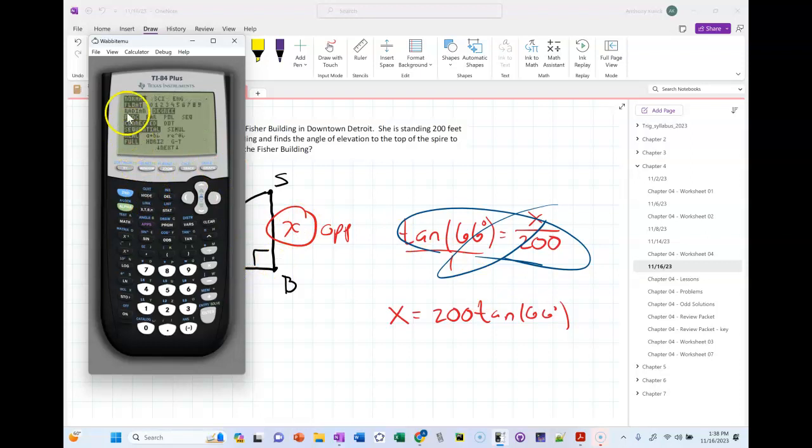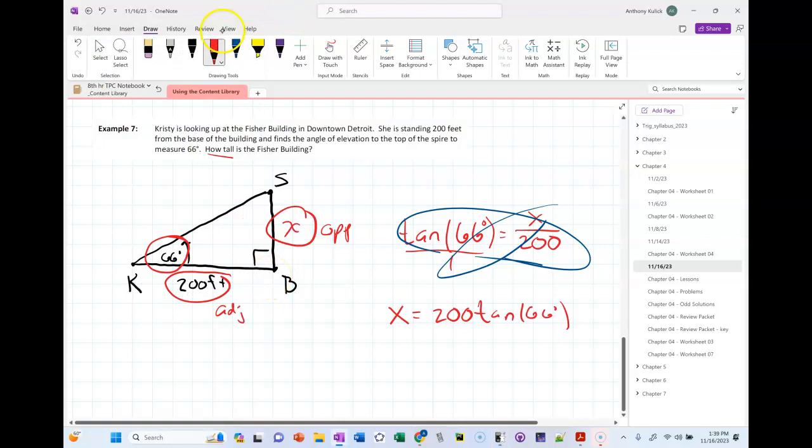Press the mode button, and then you'll make sure that your degree is highlighted. So just use your up and down, left and right arrows to move on to that degree spot and press enter to highlight it if it's not already highlighted. Then you can press second mode to exit back out. And we'll just type this in as it's written. So I have 449.2 feet, and I'm done. Right? No big deal there.